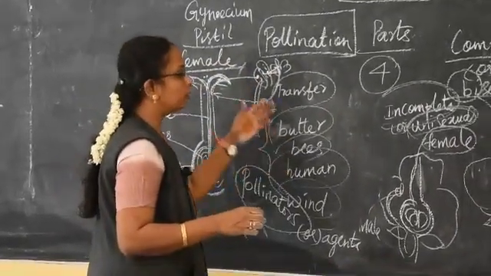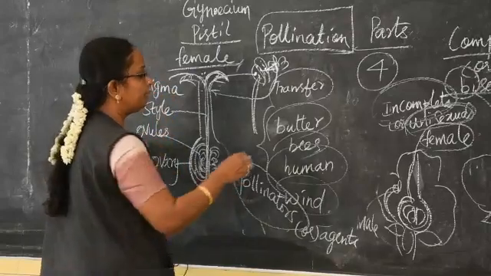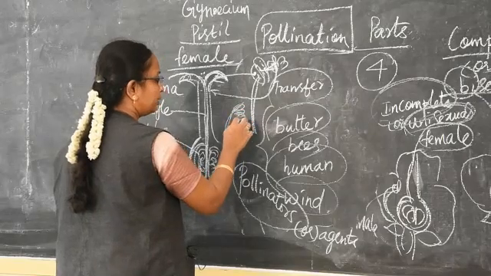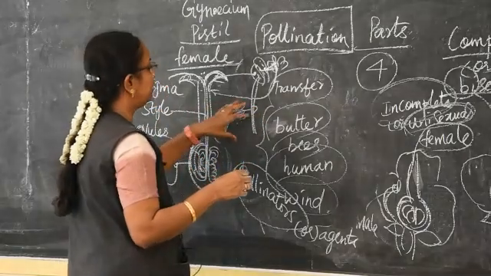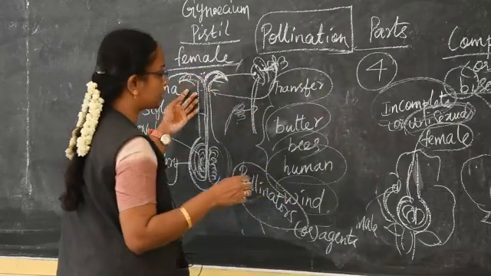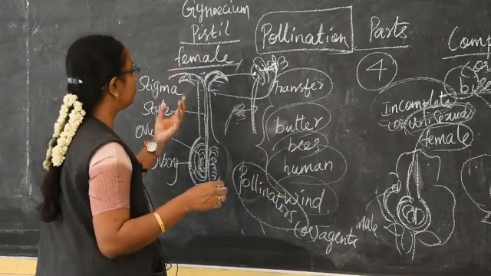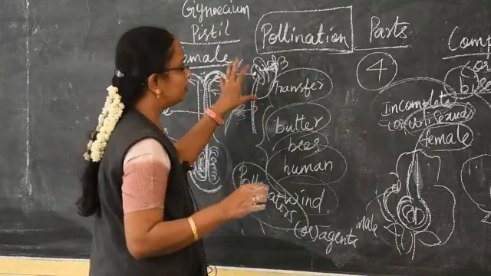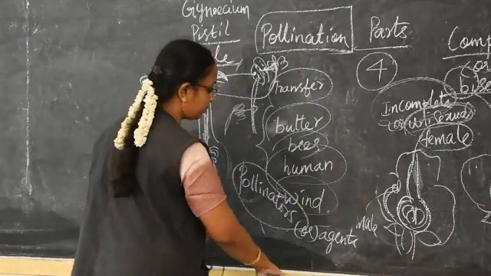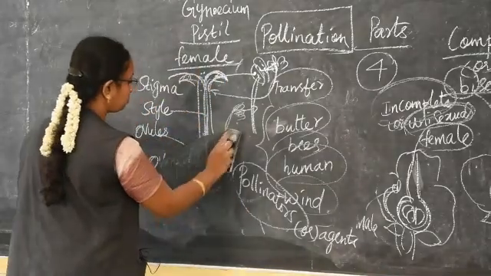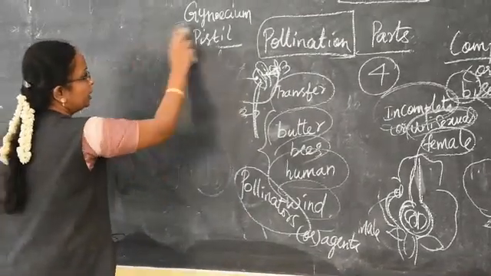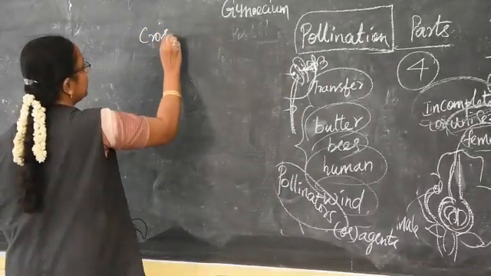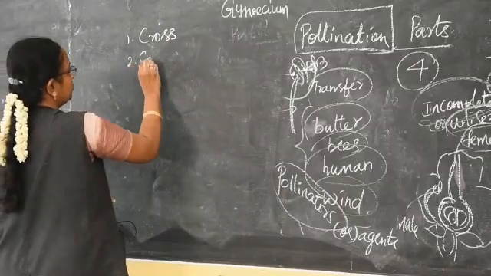The wind also transfers. If we take the paddy plant, the pollen grains are carried by the wind easily, and then the pollen grains fall onto the stigma. If they fall onto the stigma, they will develop. After that, it will develop into a seed. So thus it happens by means of these pollinating agents. So there are two types of pollination: cross pollination and self pollination.